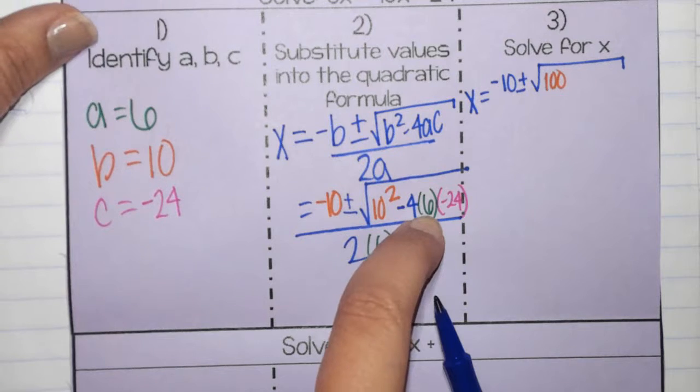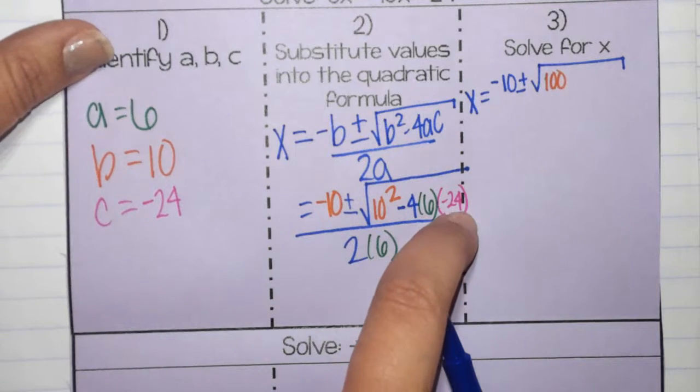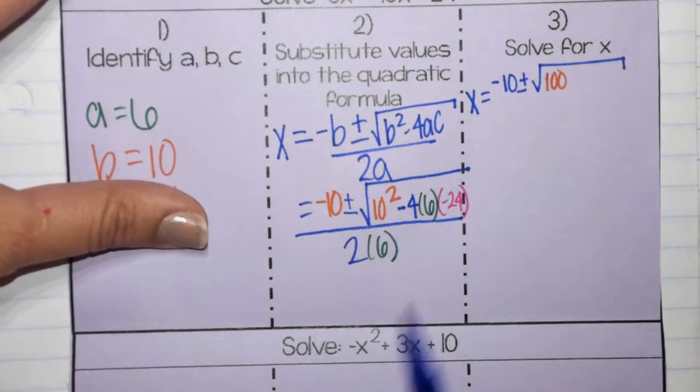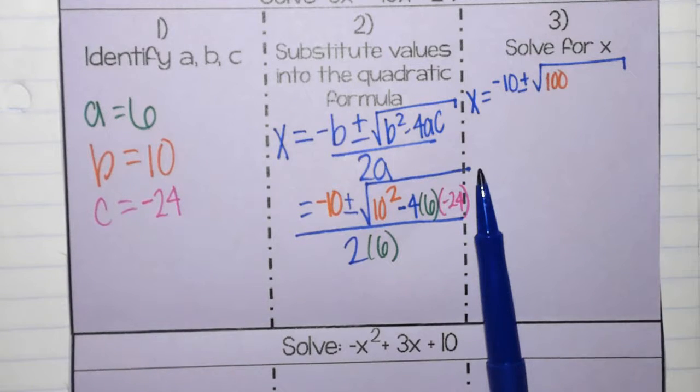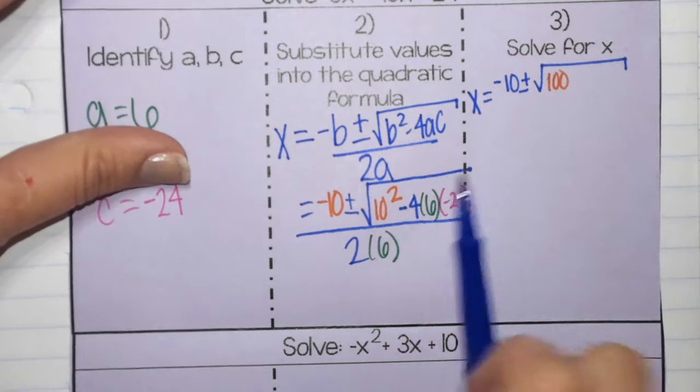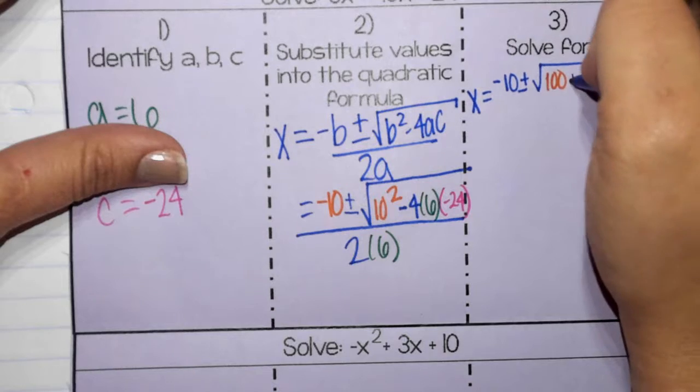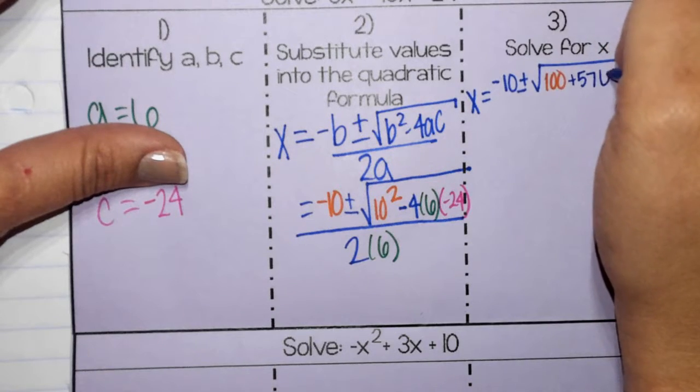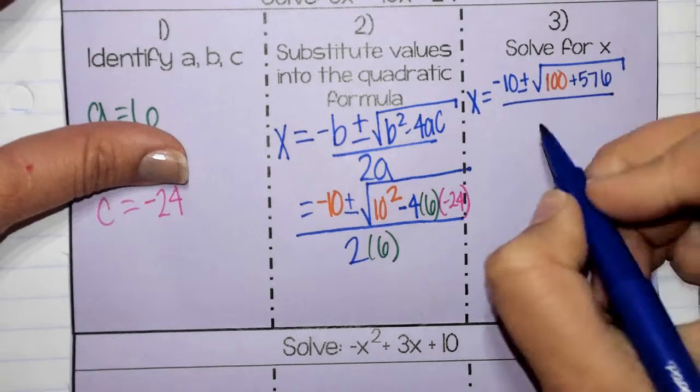Negative 24 times negative 24 is... Wait, we're multiplying. Negative 24 times negative 24 is 576. I get a 100 for that? Yes.